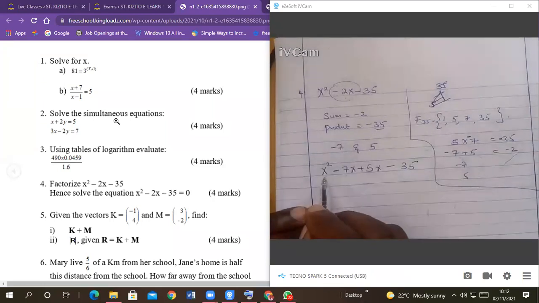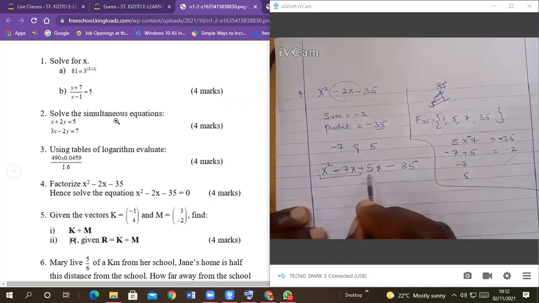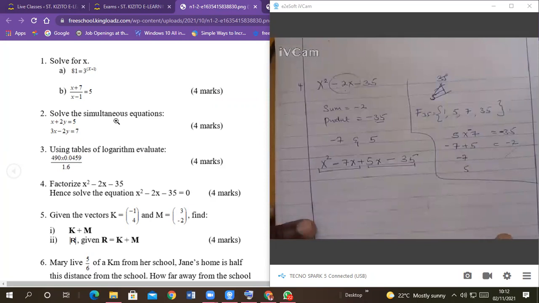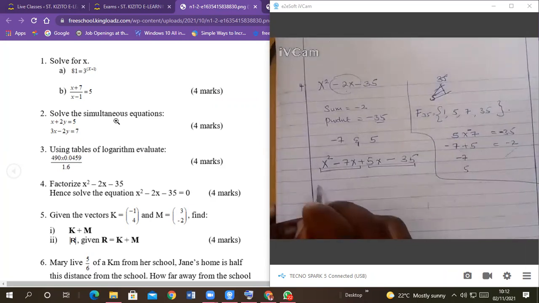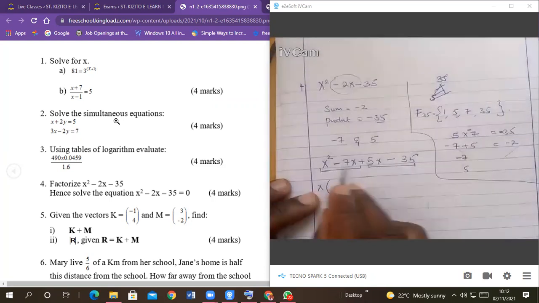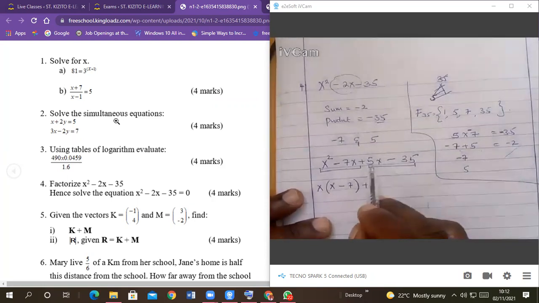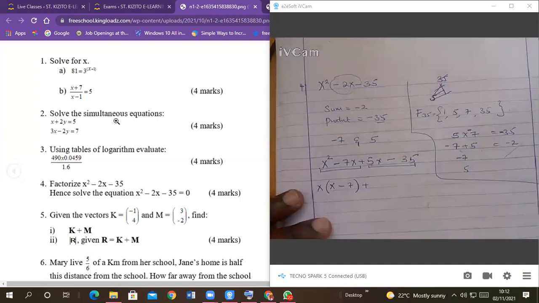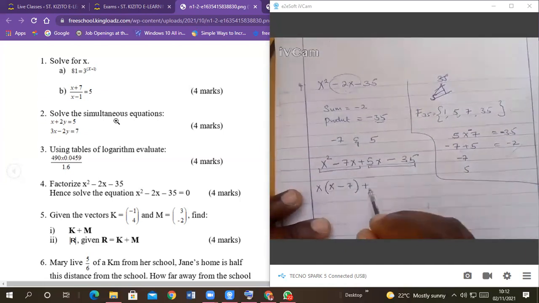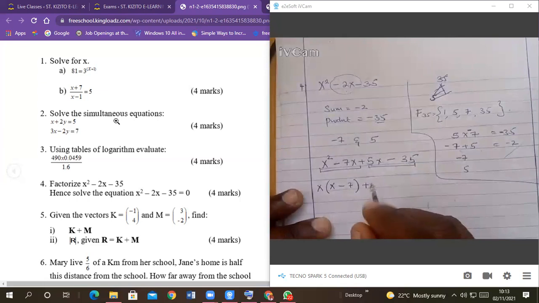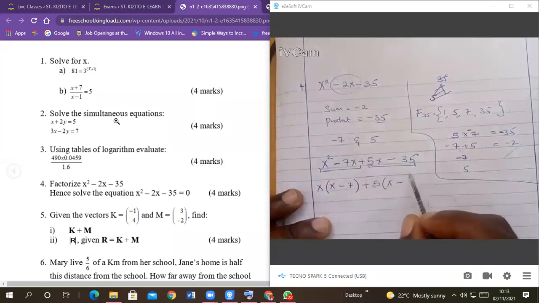So now here, I'm going to group them. I group this one and this one, then this one and that together. And then I'm going to find the common item here, which is x. I take it out from this group, and I remain with x, then minus 7, then plus. What is common here is going to be 5. Why? Because 35 can be expressed as 5 times 7. So I put 5 out. If I remove 5 from here, I'll get x minus.